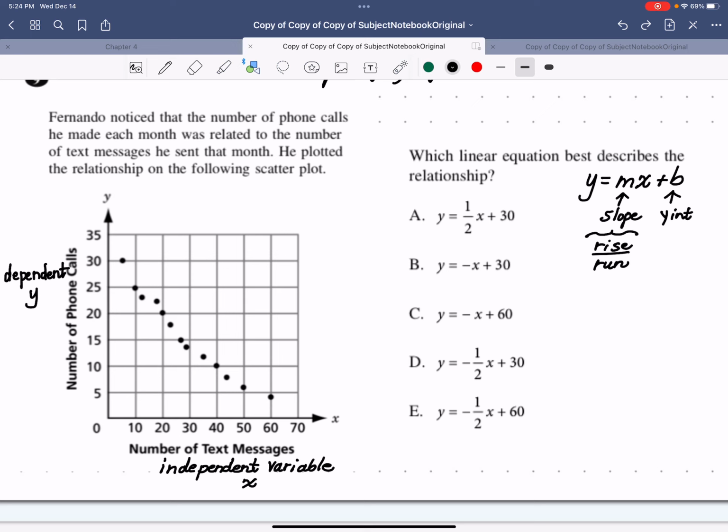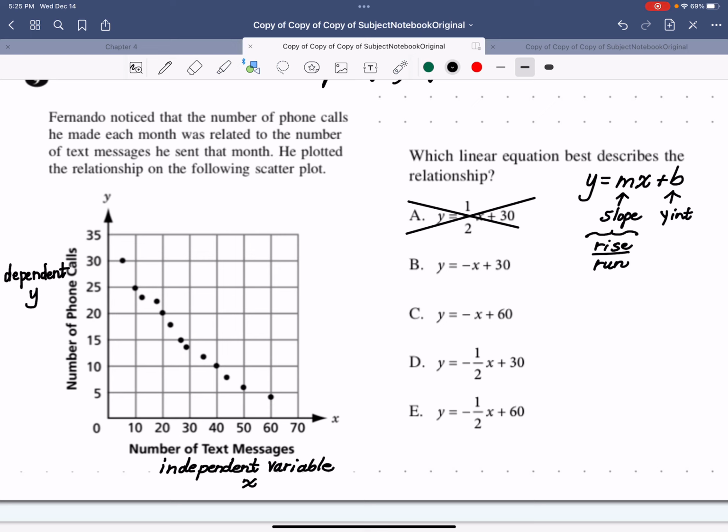We can eliminate option A because that's a positive 1/2. So we know it's not A. We know that B has a slope of -1. C has a slope of -1. D and E have slopes of -1/2.